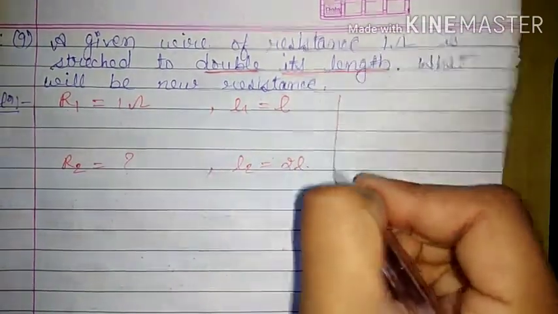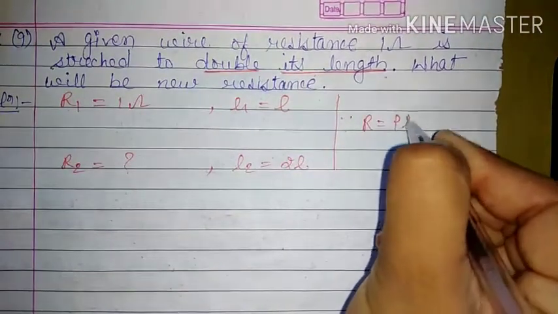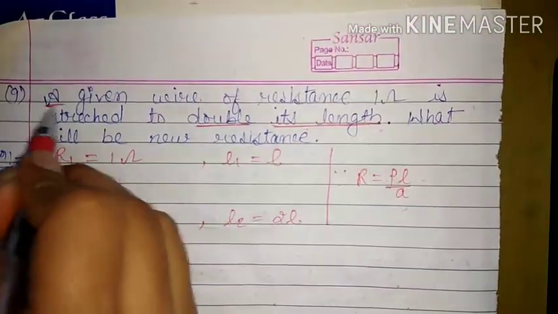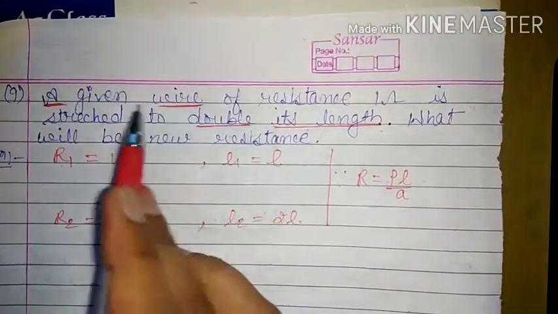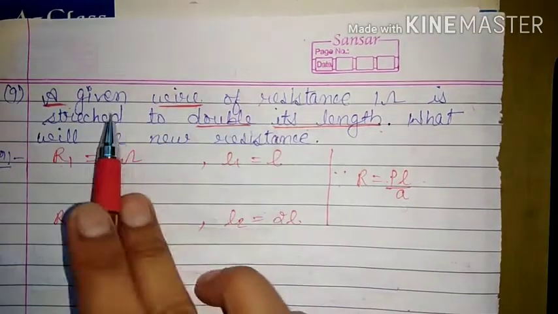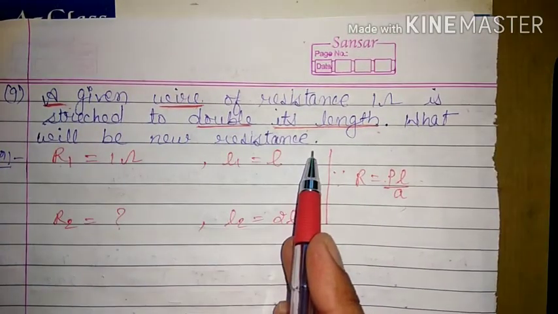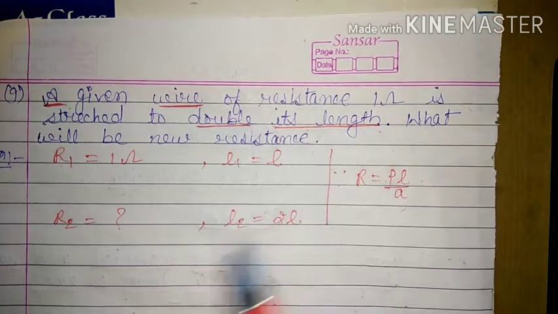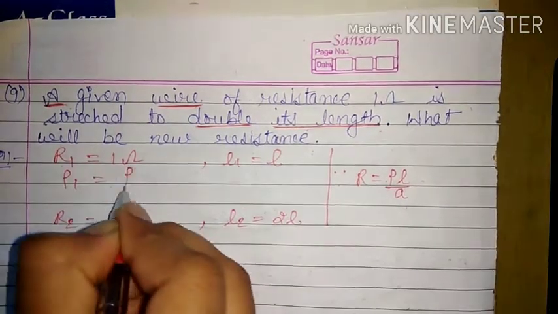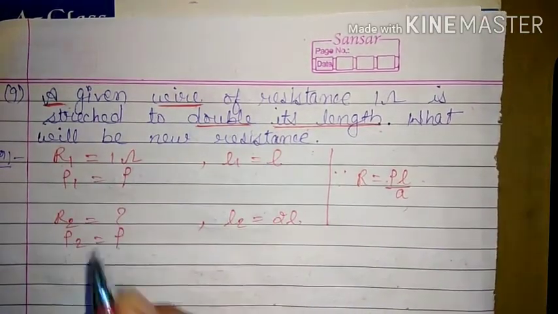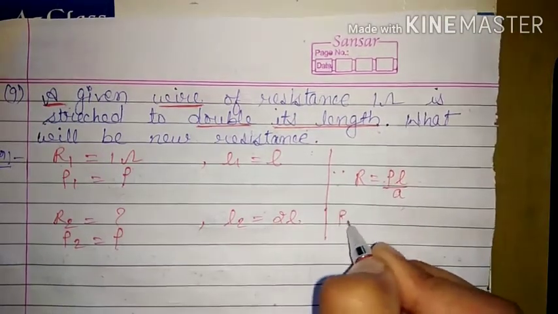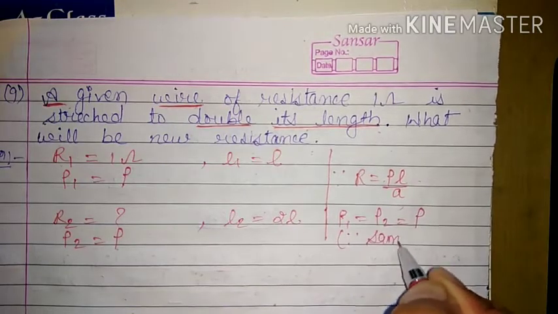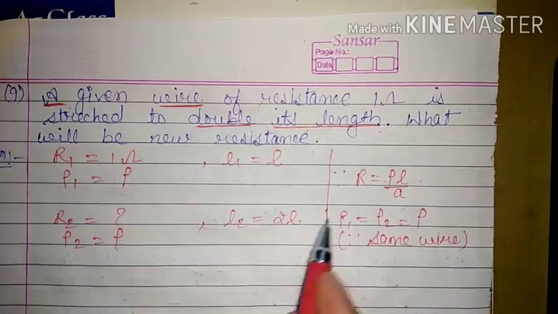And we know that since resistance is equal to rho L upon A, we will need three things. First thing, here it is written a wire. That means the same wire is stretched, so the wire is not changing. That means material is not changing, and if the material is not changing, then resistivity is not changing. So in this case, rho 1 is equal to rho, and rho 2 will also be equal to rho. Or in other words, rho 1 is equal to rho 2 is equal to rho. Why? Since it is the same material or same wire, the resistivity will not change.